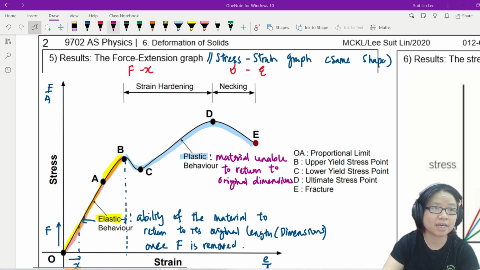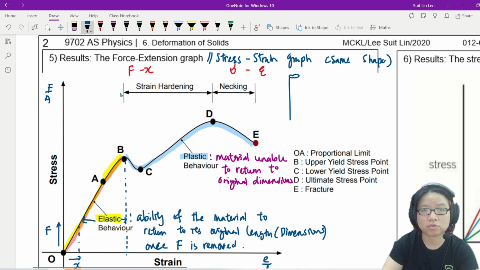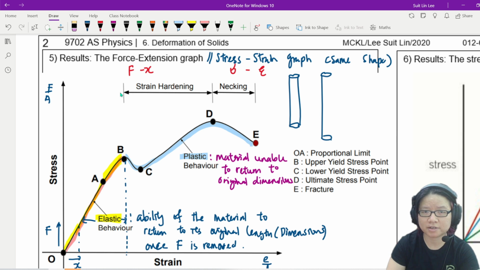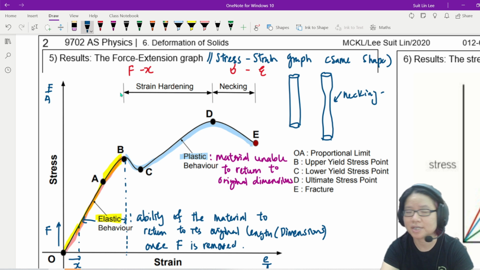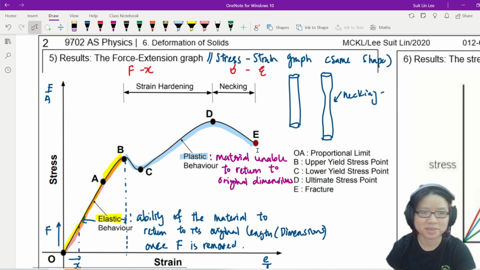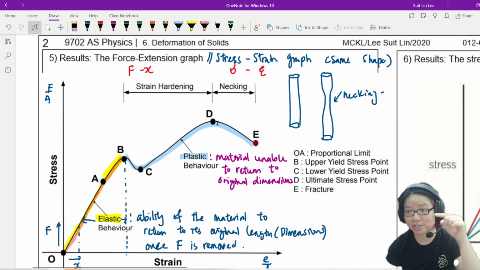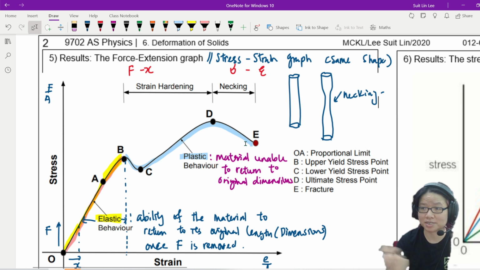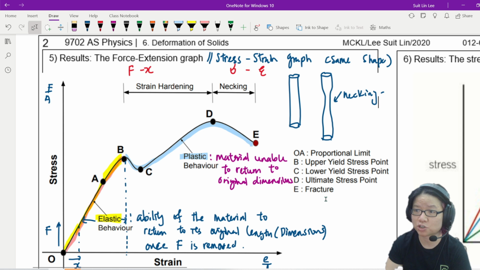And what necking means is, let's say this is your original metal bar, and you apply so much force that the middle part here begins to cave in a bit, something like this. So this is what we call necking. And when necking happens, basically it's just about to break. So you can see from here onwards, the force actually decreases because the object is just about to break. And E is when fracture happens.